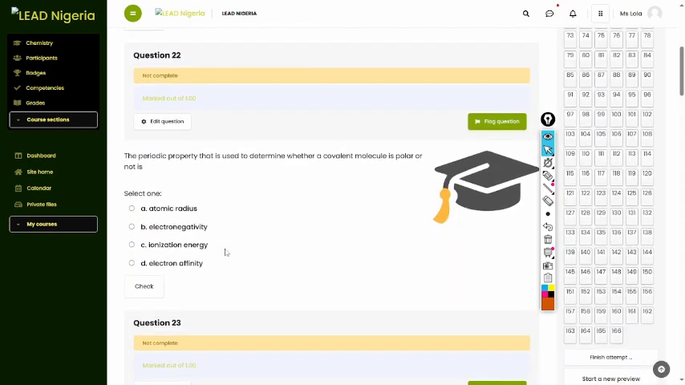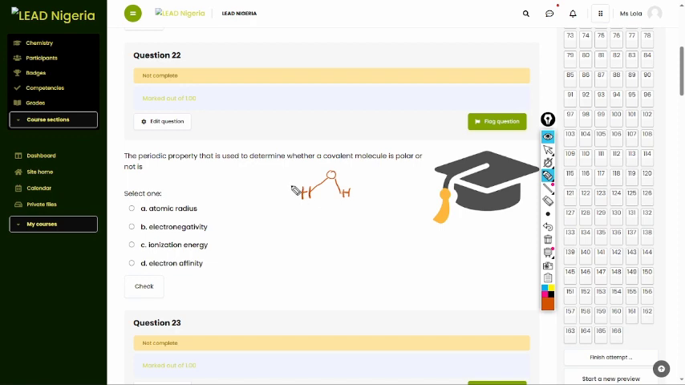The periodic property that is used to determine whether a covalent molecule is polar or not is... A polar compound refers to a compound or a molecule that has partial positive and partial negative ends. What that looks like is, for instance, we can have water. So water is formed from 1 oxygen and 2 hydrogen atoms.